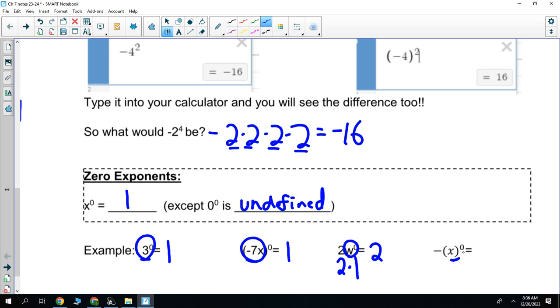On this one, the x is being raised to the 0 power, but the negative is not. So this becomes 1, but the negative sign comes down in front. So the answer to this one is negative 1. So the thing being raised to the 0 power turns into 1. If there's anything that's not being raised to the 0 power, it has to stay in front. Okay, and when there's no symbol, it means multiply. So this isn't 21, it's 2 times 1, which is 2.